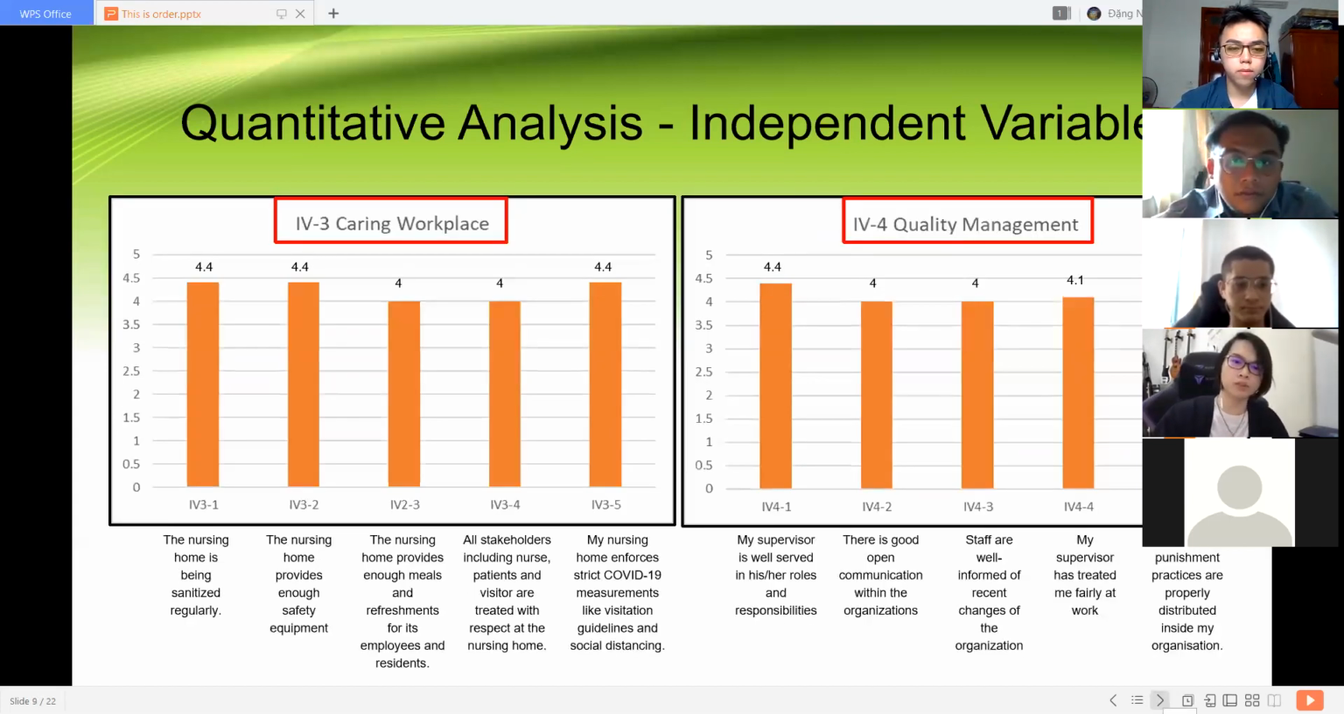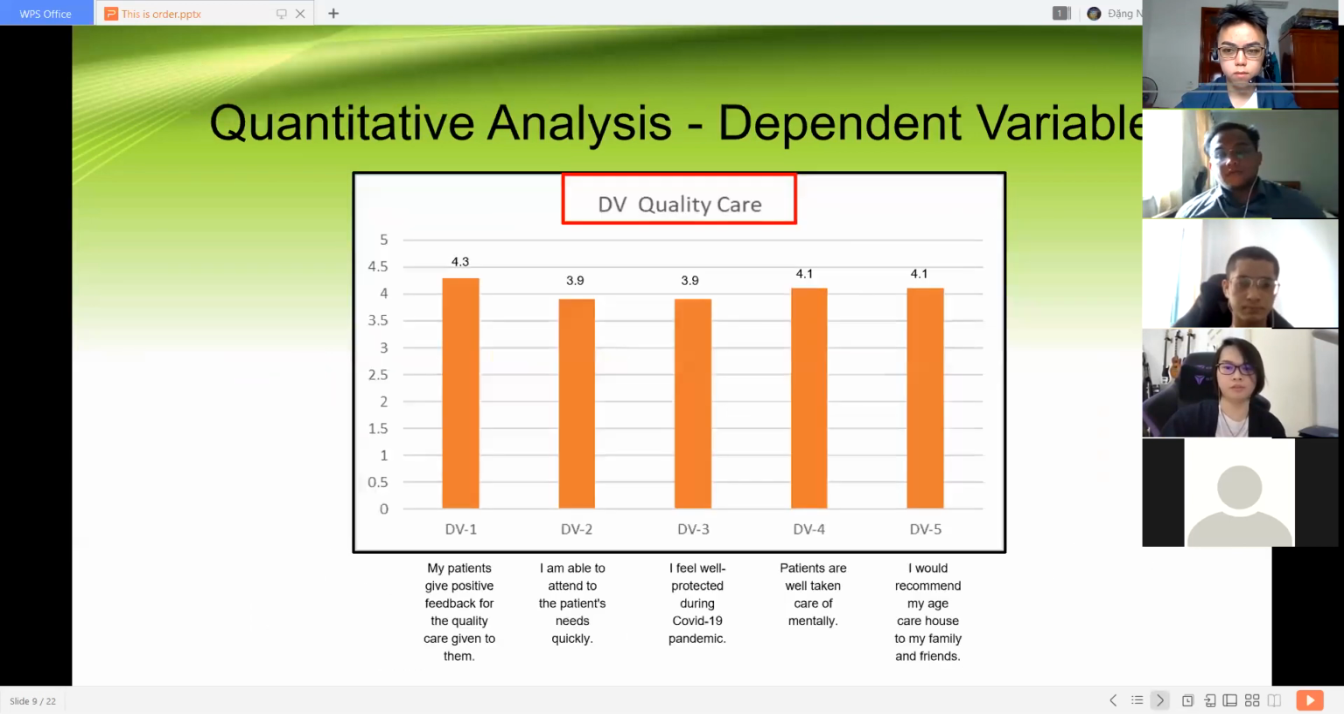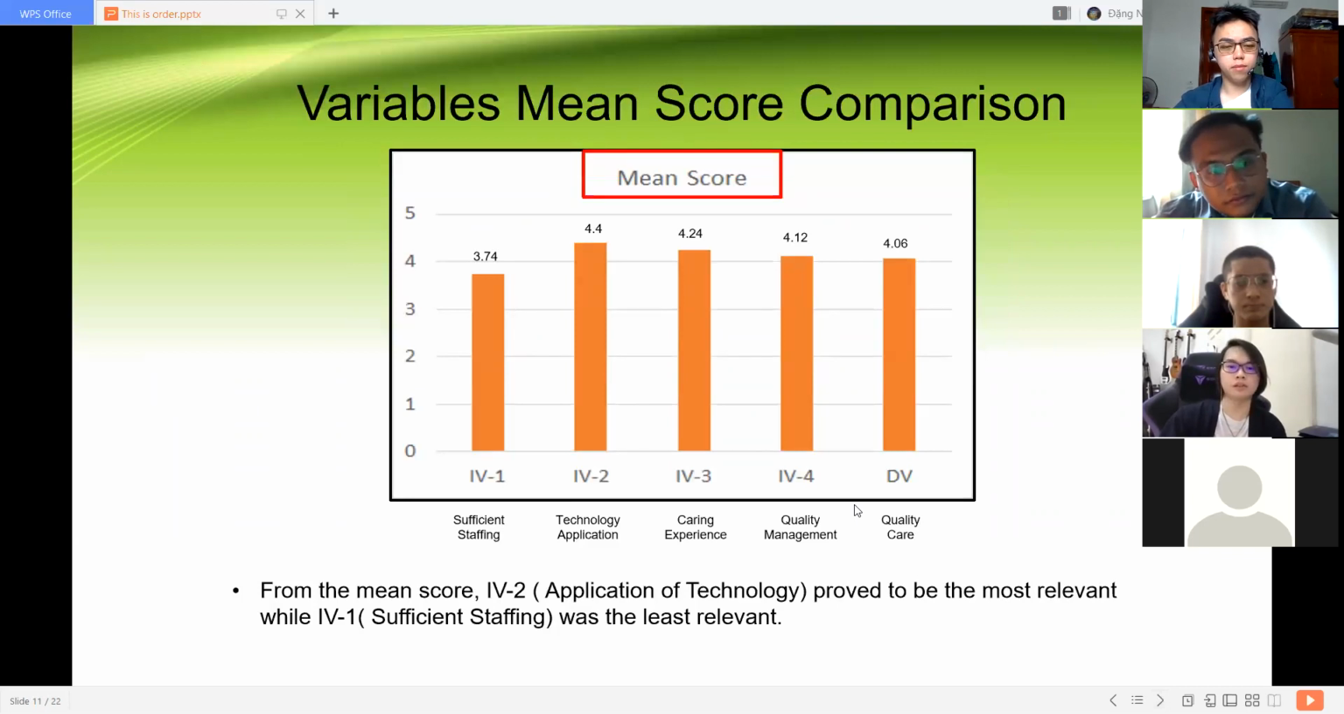These 2 tables show the results for IV3, caring workplace, and IV4, quality management. Next slide. Finally, here are our results for our DV, quality care. Next slide. Next slide. From the mean score, IV2, application of technology, proved to be the most relevant, while IV1, sufficient staffing, was the least relevant. Next slide, thank you.